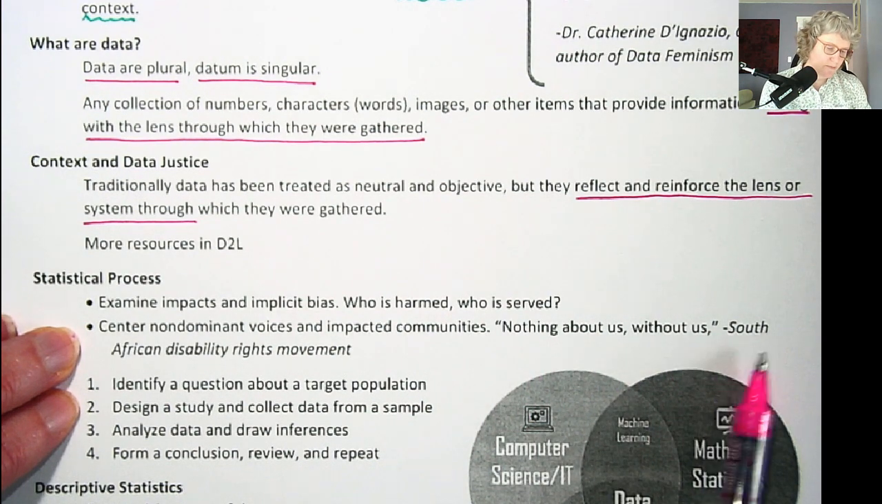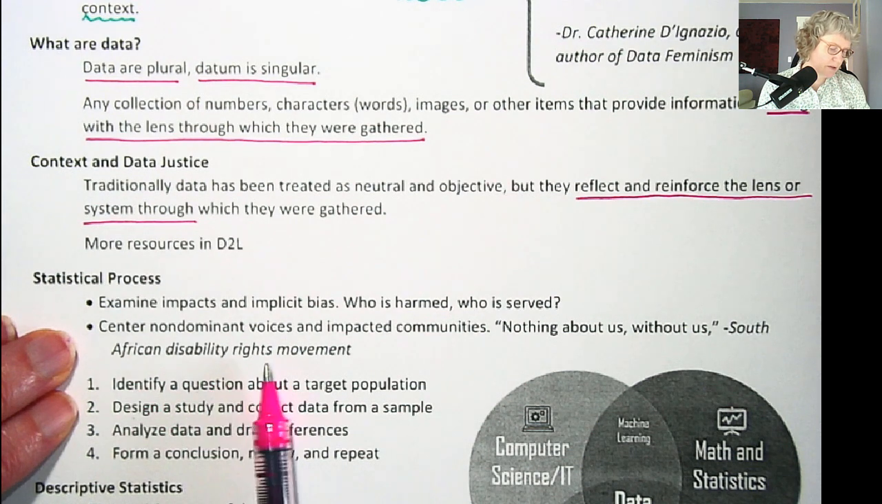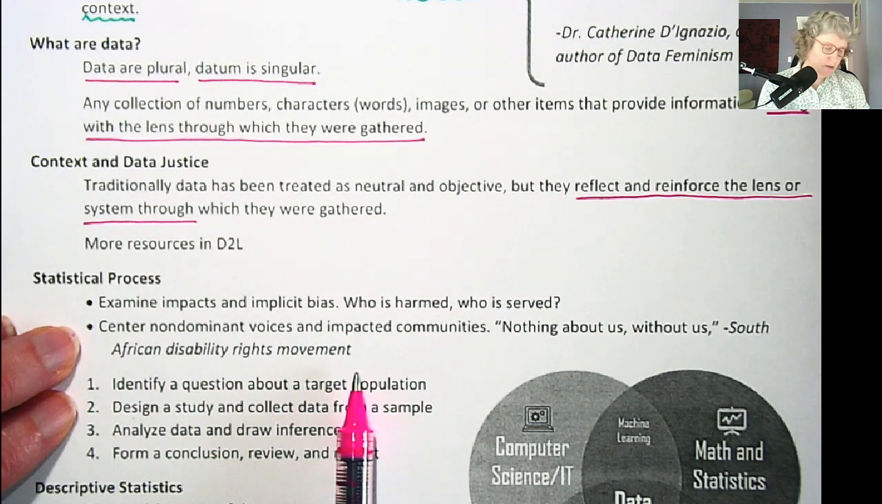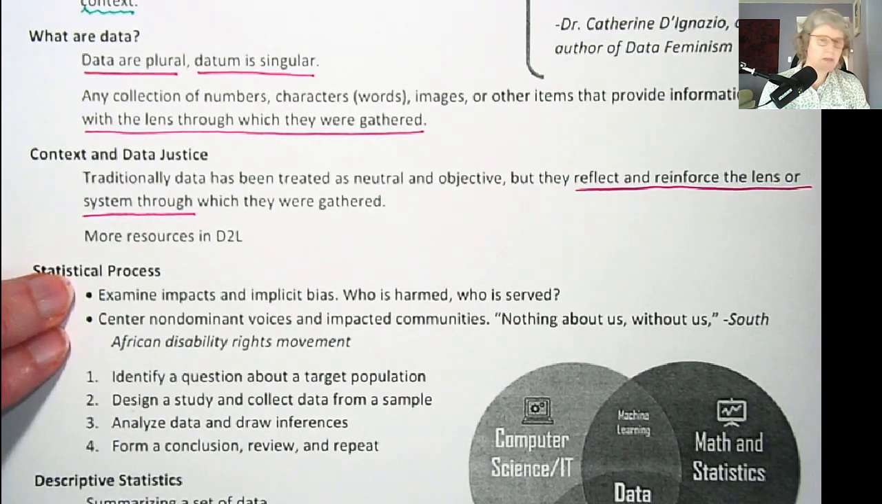And that, from what I could find, I've heard the saying before, was first used by the South African disability rights movement. So, nothing about us without us. Okay, so we're keeping these 2 points in mind the whole time.